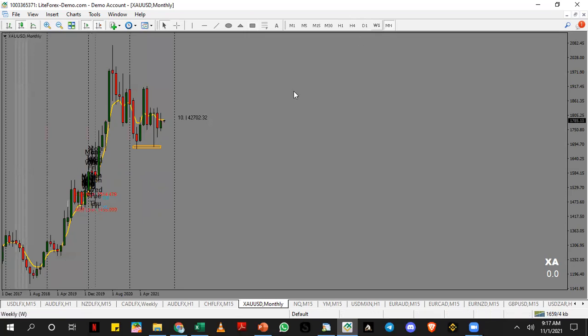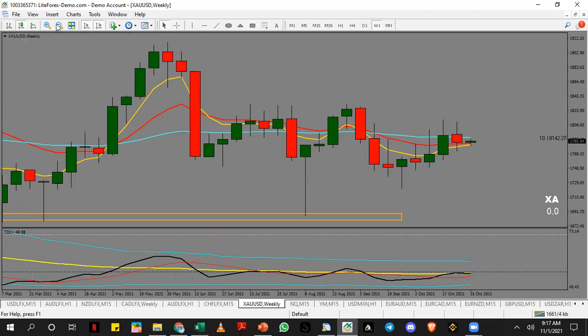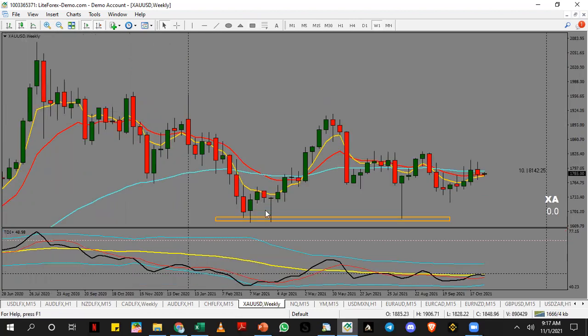And the weekly, I think it will be a good one. So in the weekly, it formed a support here. We had a move up, came again to that area of support. And we have this as an area of resistance right here. And it came back to this point.